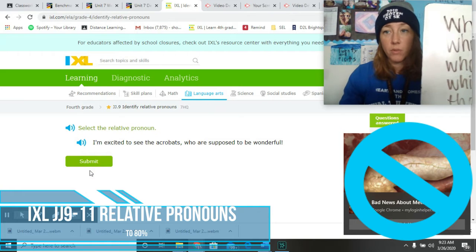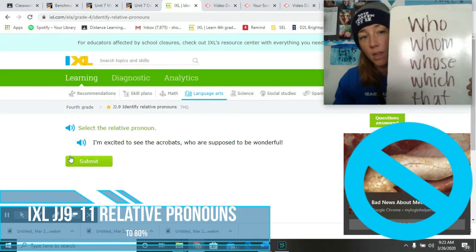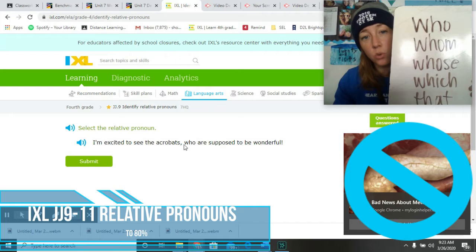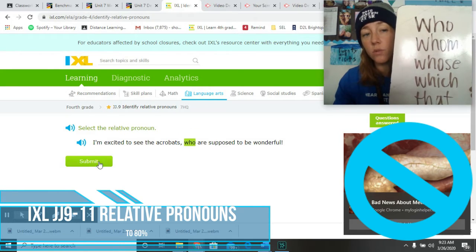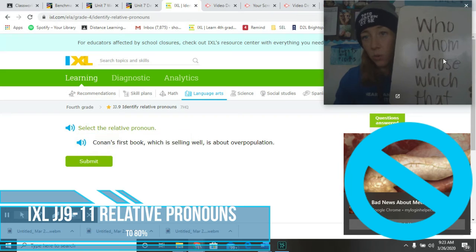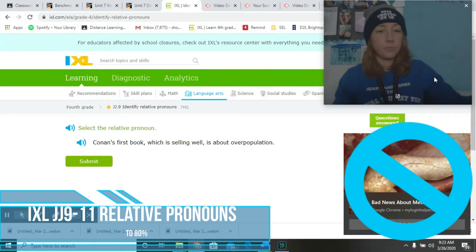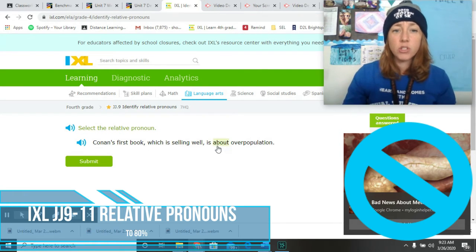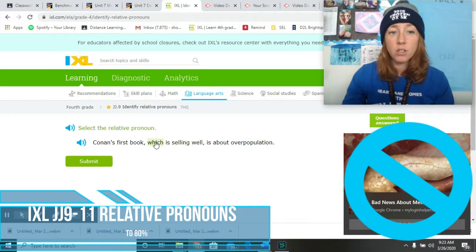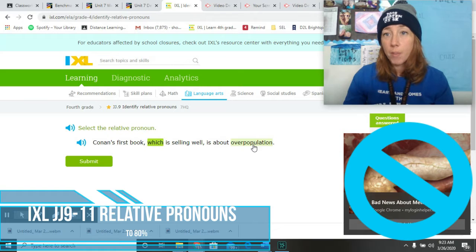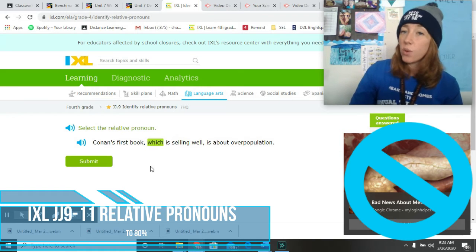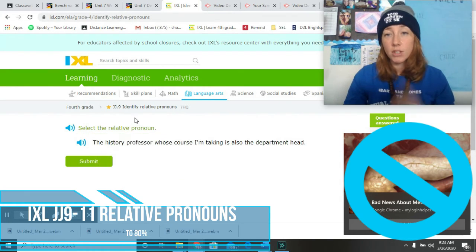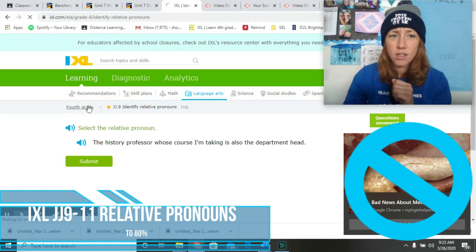I'll hold these up for a little bit too. I'm excited to see the acrobats who are supposed to be wonderful. So who, right? So the main thing on these is you're looking for who, whom, whose, which, and that. Conan's first book, which is selling really well, is about overpopulation. Which? So I could just say Conan's first book is about overpopulation. But if I'm saying which is selling well, I'm giving you some more detail. Okay, that's JJ9. Now we're going to go to JJ10.